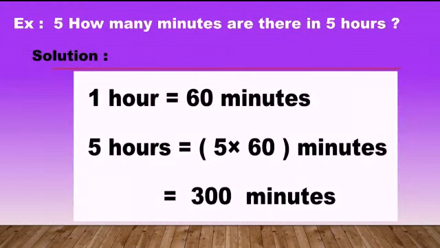The fifth example: how many minutes are there in 5 hours? So here we have to convert hours to minutes. That means again bigger to smaller. So we have to multiply. 1 hour equals 60 minutes. So we have to multiply 5 hours by 60 to get the units in minutes. So 5 into 60 equals 300 minutes. So 5 hours equals 300 minutes. That is the answer.